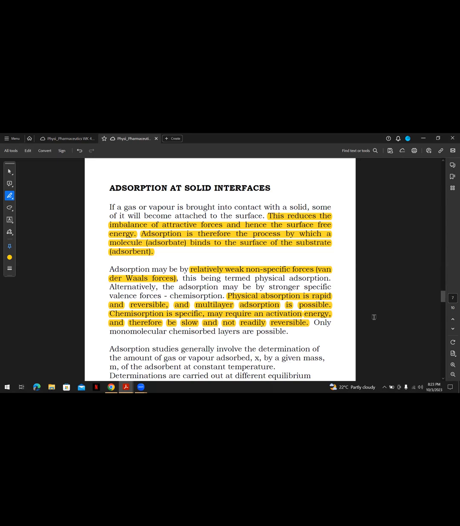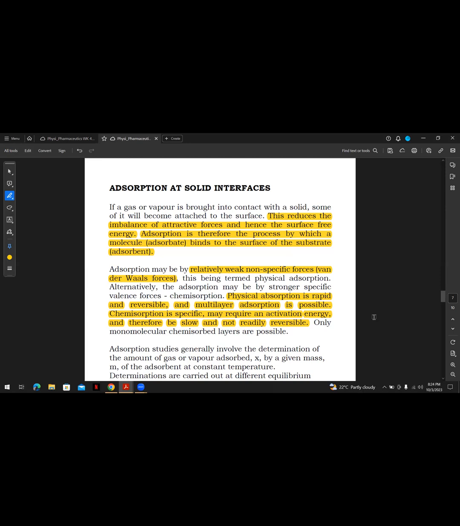I think this takes me back to the valence electrons we learned about in the first two sessions when Jambi was teaching us. I think it uses the same explanation, where the valence electrons are more closely tied to the nucleus, so it's harder to remove them. So chemisorption, which includes valence forces, might be more difficult compared to the van der Waals forces, which are weak, non-specific forces. Only monomolecular chemisorbed layers are possible.